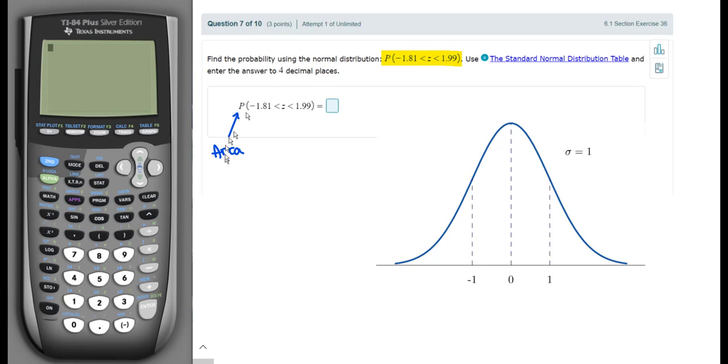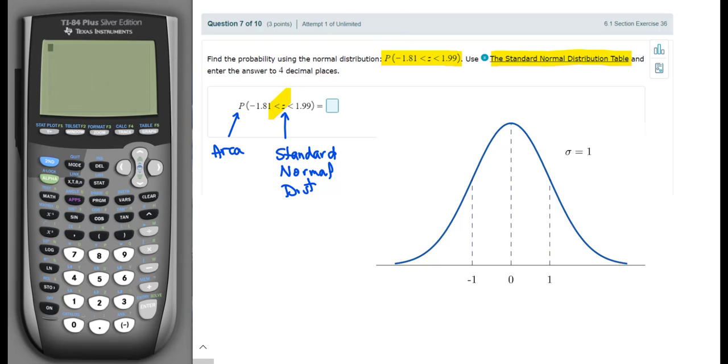All right. Now, every time they use the Z, it means you are in a standard normal distribution. All right, and you notice here they give you the table. You could use the table, but I think it's way easier to use the calculator for this example.